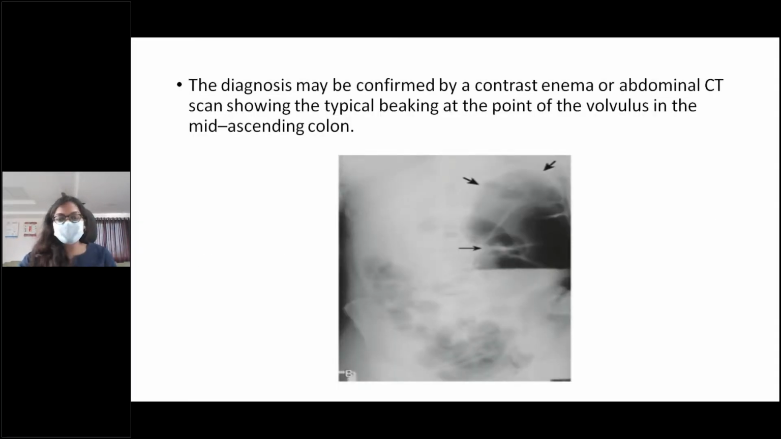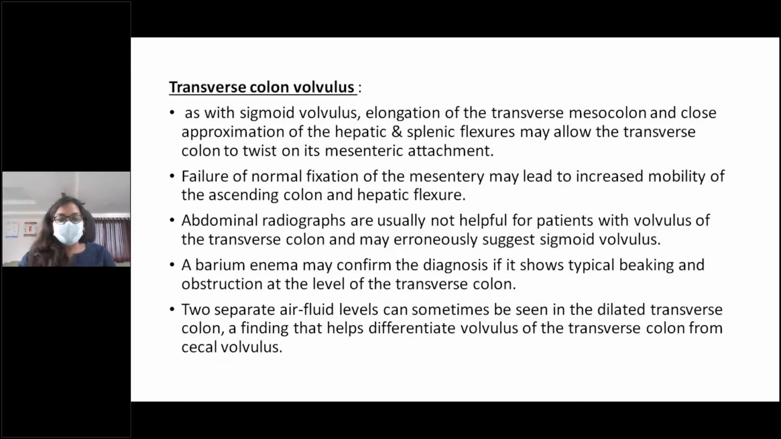Diagnosis can be confirmed by the contrast enema or the abdominal CT. In the case of volvulus of the mid ascending colon. Coming to the transverse colon volvulus, as with the sigmoid volvulus, elongation of the transverse mesocolon and close approximation to the hepatic and the splenic flexure may allow the transverse colon to twist on its mesenteric axis.